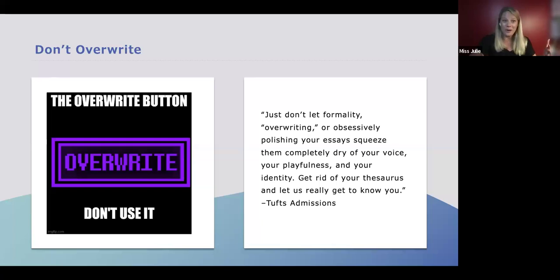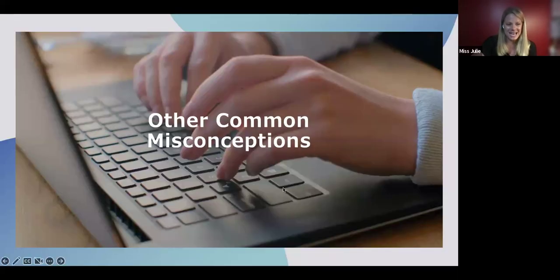Even have your mother or your father or your brother read your essay. And if they say, what is this word? What is that word, right? That means too difficult. This is also from Tufts Admissions. It said, don't just let formality, overwriting, or obsessively polishing your essays squeeze them completely dry of your voice, your playfulness, and your identity. Get rid of your thesaurus and let us really get to know you, right? They want to know the real you. And it's hard to do that if you put too many verbose, too many big words into your essay.